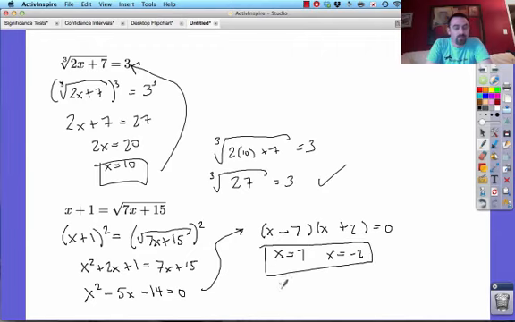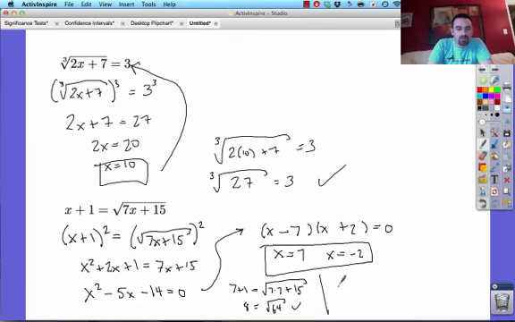Now I have to check them. Alright, so I'm going to plug in 7. If I plug in 7, I get 7 plus 1 equals the square root of 7 times 7 plus 15. I have to plug it into the original equation. So 8 equals the square root of 49 plus 15. Is that 64? It is. That works out. So 7 is definitely a solution.